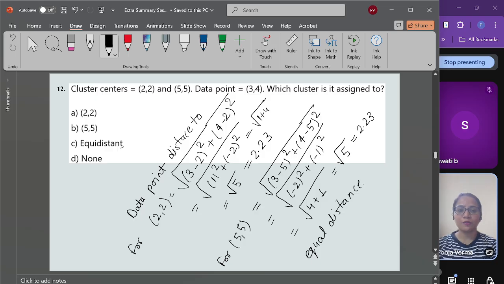That means from this data point, both the cluster centers have an equal distance. So in that case, we cannot say which one. So if it is in the options, equidistance is the best option, the correct answer for this question. Okay. Option C, equidistance, for this question.